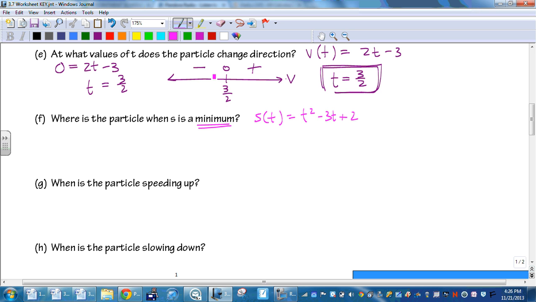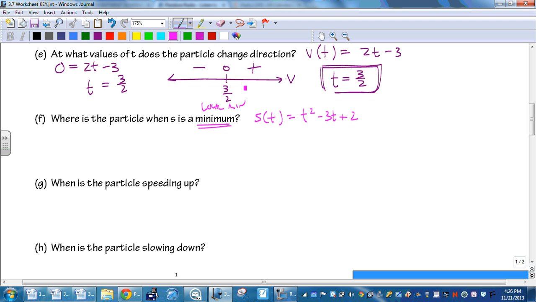And notice this is a minimum because we're changing from decreasing to increasing, so from a negative to a positive. So we have a local minimum at 3/2. We want to check the absolute minimum. So when we're checking an absolute, we need to check endpoints.